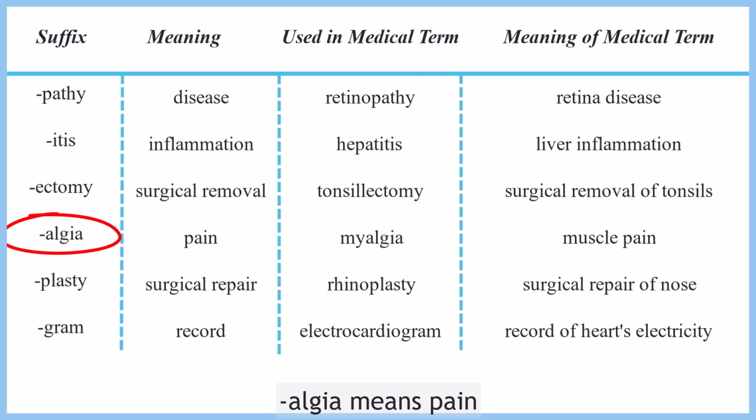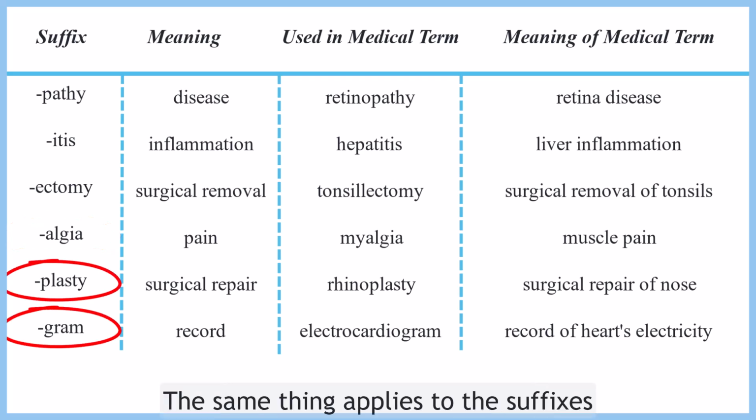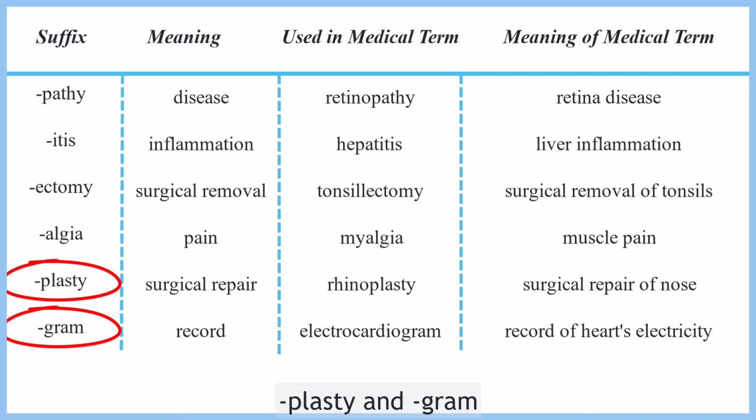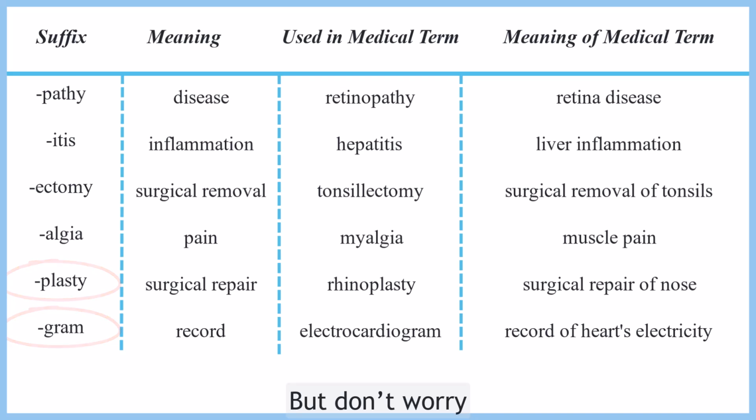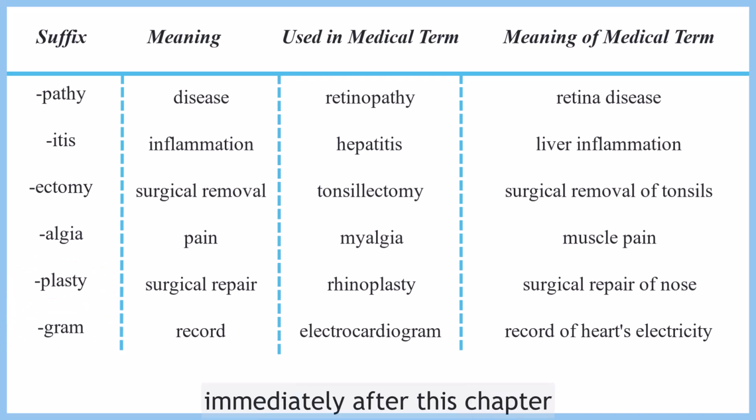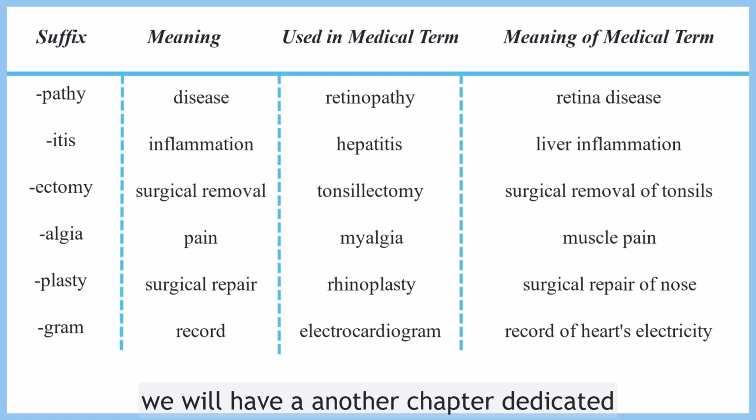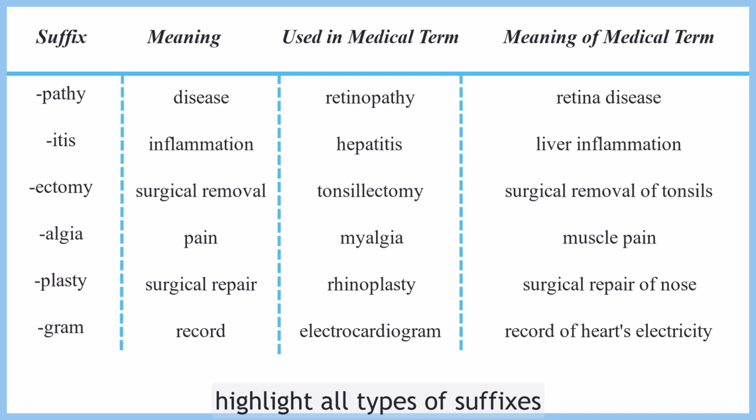Algia as well means pain. Added to the word root meaning muscle, myalgia means muscle pain. The same thing applies to the suffixes plasty and gram. But don't worry, immediately after this chapter, we will have another chapter dedicated to suffixes and only suffixes, where we will highlight all types of suffixes.